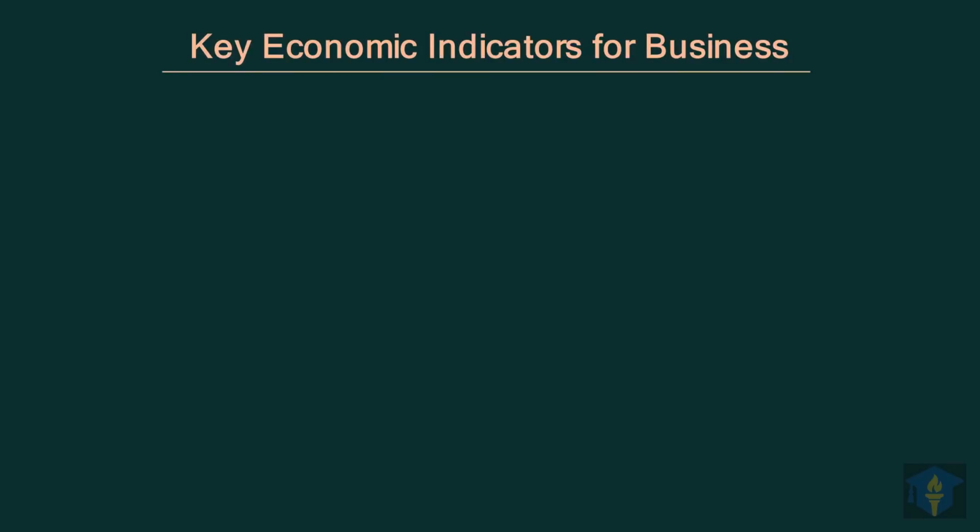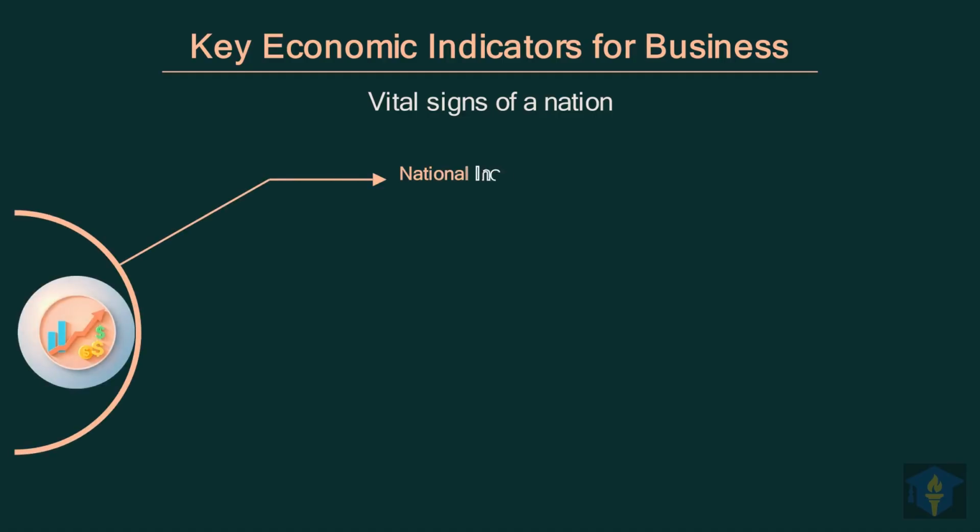Now, we'll examine the key economic indicators that businesses must monitor carefully. These indicators serve as vital signs of a nation's economic health and stability. First, let's consider national income and GDP as important measures. This measures the total value of goods and services produced, indicating overall market demand strength.